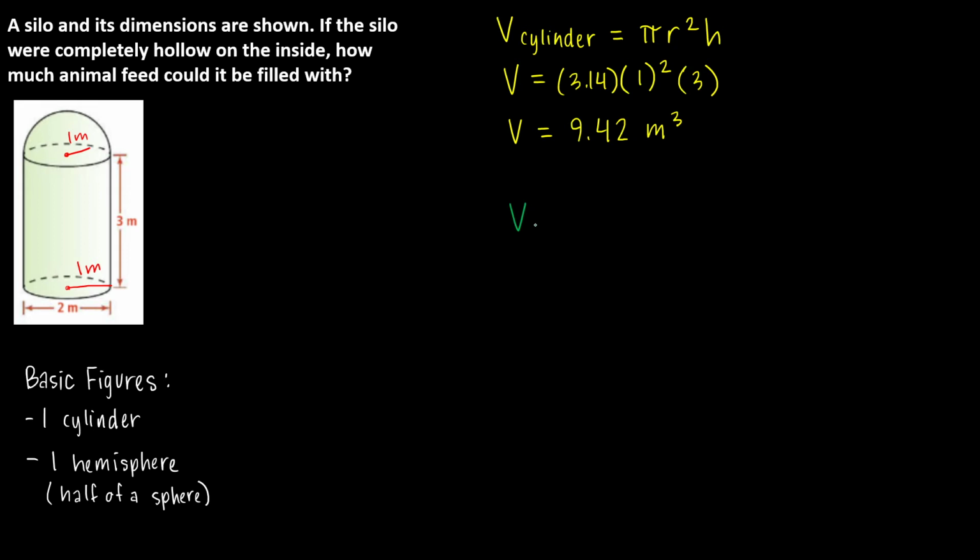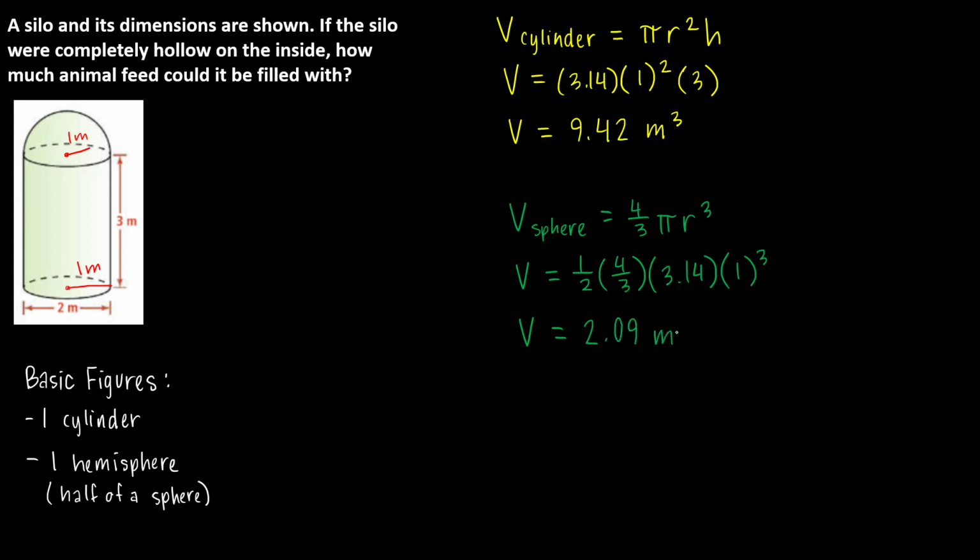I know for sure that the volume of a sphere is equal to 4/3 times pi times the radius cubed. But since we're working with a hemisphere, or half of a sphere, we're going to take that whole formula and multiply it by 1/2. Or you could divide it by 2, but then you'd have a fraction within a fraction. So the volume of this figure is going to be 1/2 times 4/3 times pi, and we're using 3.14, times the radius, which is 1 cubed. And when we multiply all of this together, we're going to get the volume is equal to 2.09 cubic meters.